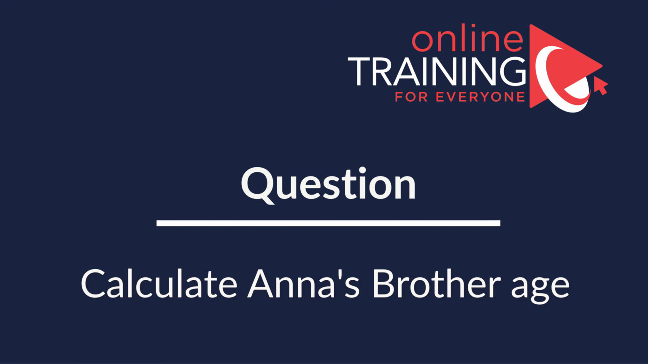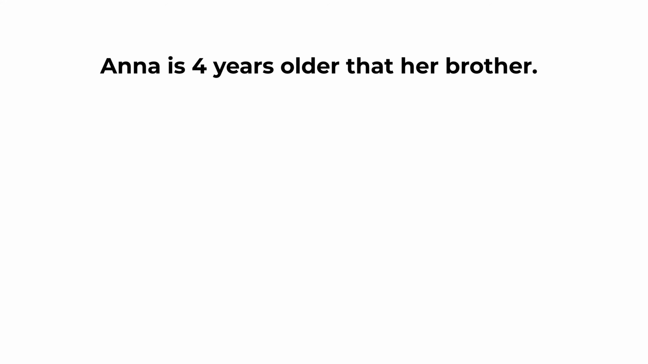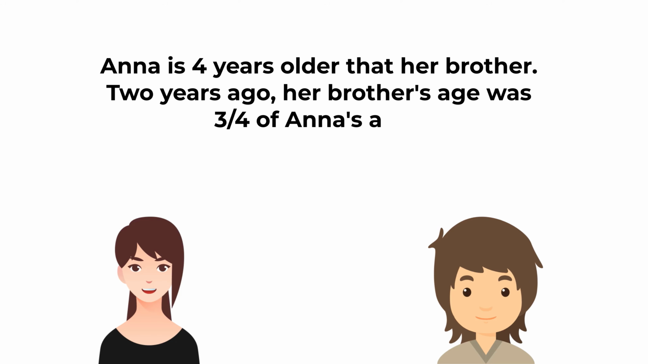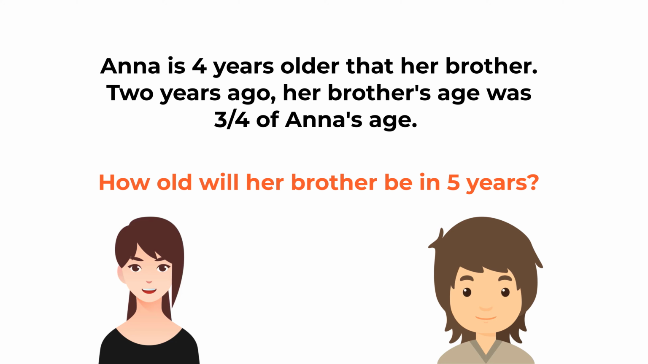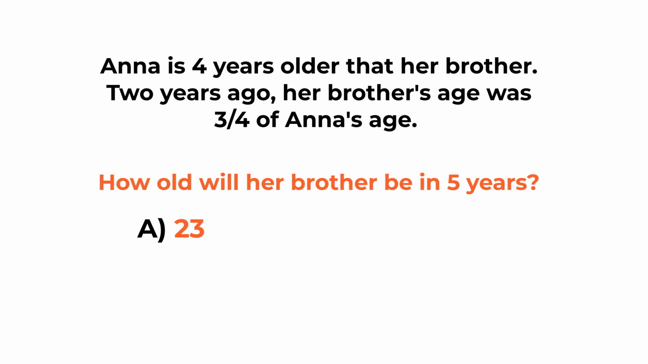Here's an excellent problem that you frequently see on the test. Anna is 4 years older than her brother. 2 years ago, her brother's age was 3/4 of Anna's age. How old will her brother be in 5 years? And you're presented with 4 different choices. Choice A, 23. Choice B, 21. Choice C, 19. And choice D, 18.